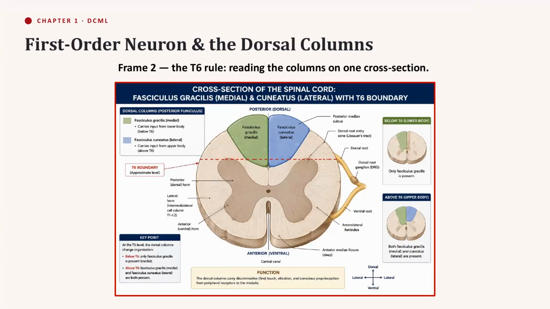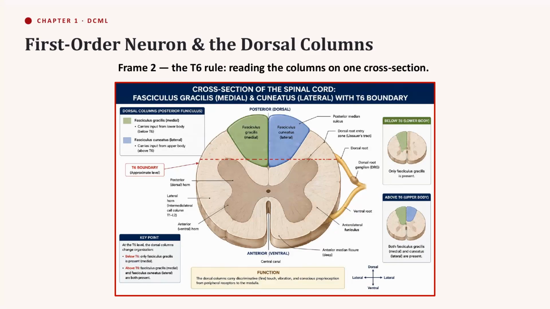The dorsal root and its ganglion, the dorsal and ventral horns, and the small lateral horn, the intermediolateral column, T1 to L2, which becomes the star when we reach the autonomic and anterolateral systems. Now the point of the slide, the red dashed T6 line and the two insets. Below T6, only Gracilis is present. The upper body fibers haven't joined yet.